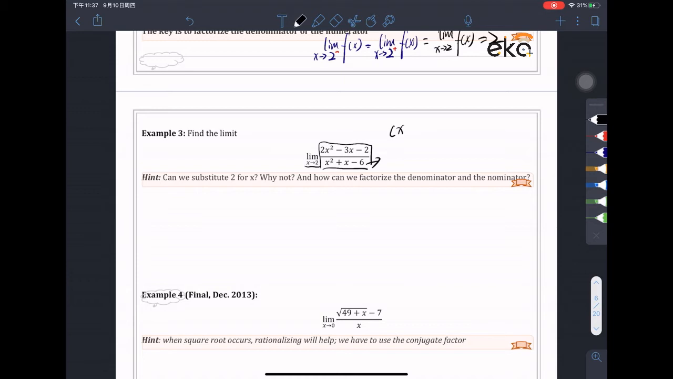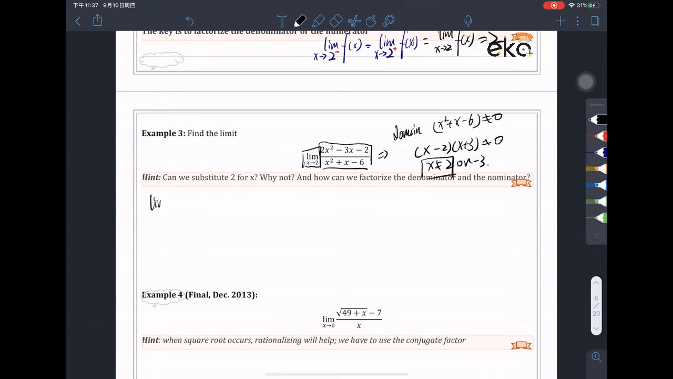Okay. So here the domain is x squared plus x minus 6 not equal to 0. Okay, x minus 2, x plus 3 not equal to 0. x not equal to 2 or minus 3. Okay, but the question asks us to find the value when x is approaching 2.